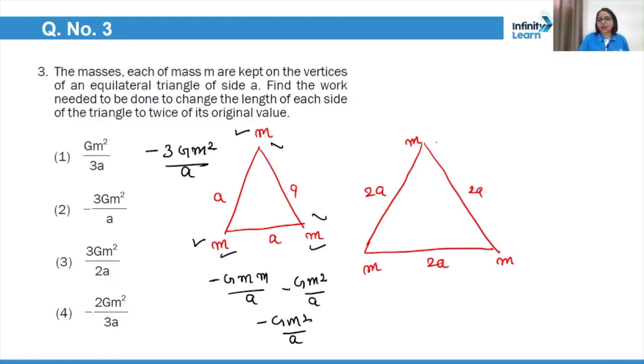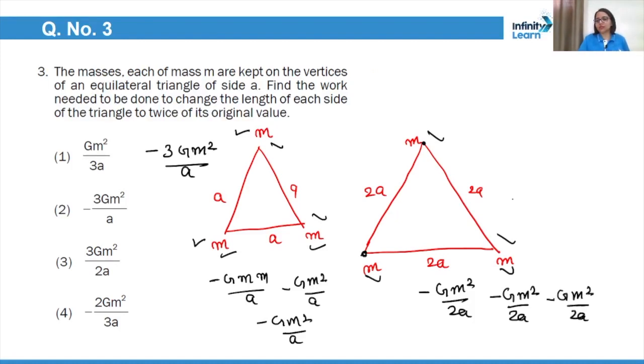Now the final potential energy of the system will be, because of this pair we have minus G M square upon 2A. Similarly, for this and this, we have minus G M square upon 2A, and for this and this we have minus G M square upon 2A, right? So this will be minus 3 G M square upon 2A, right? So we have initial potential energy, we have final potential energy.